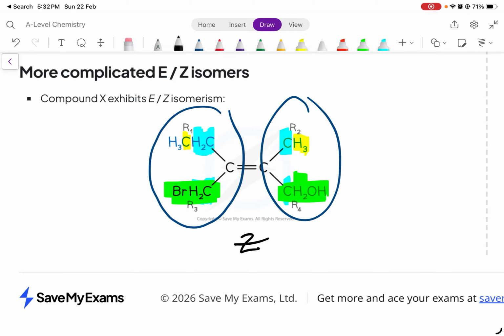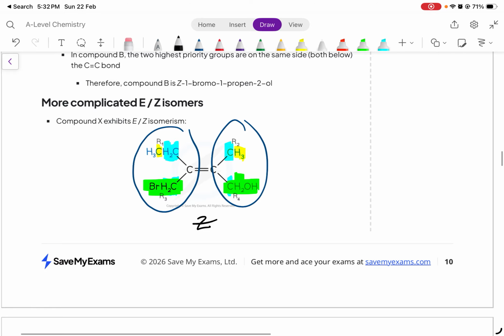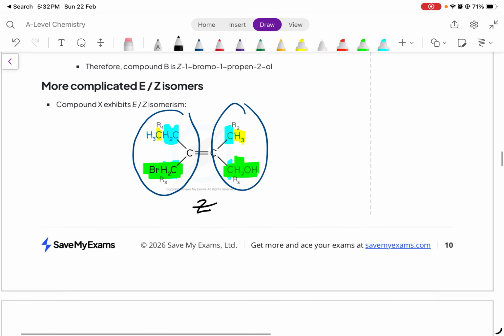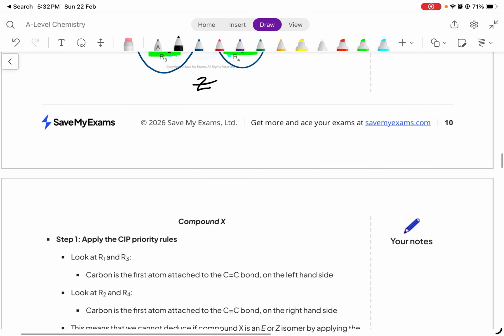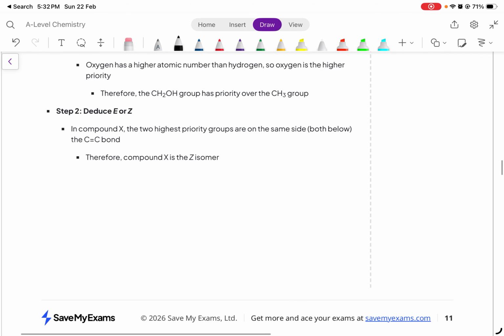So this is basically how we can differentiate or deduce between Z and E. But overall, the main part for this topic is knowing how to differentiate cis and trans, and after that, maybe practicing a bit of how to name cis and trans with the organic chemistry part. That'll be it for this part.